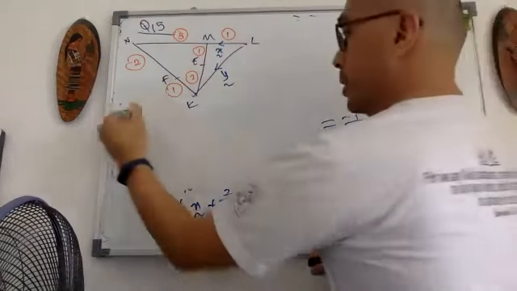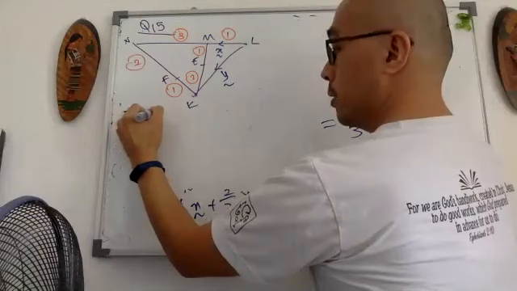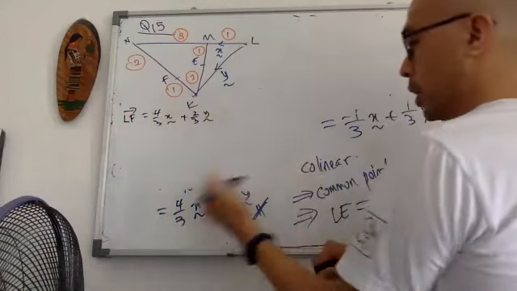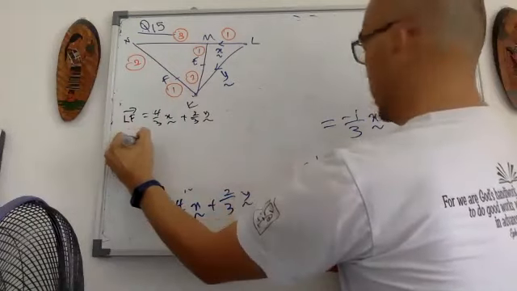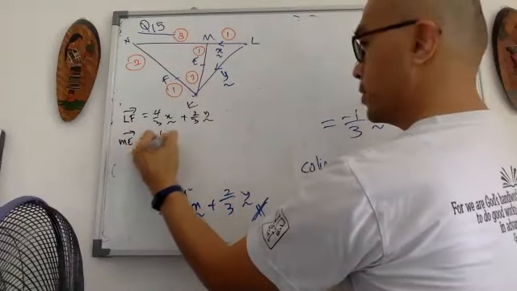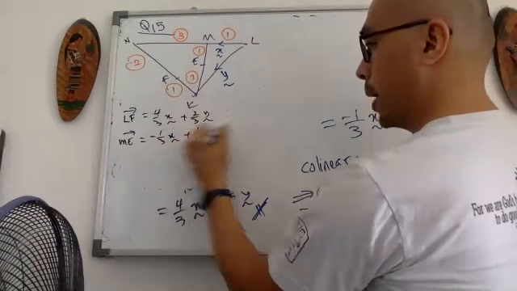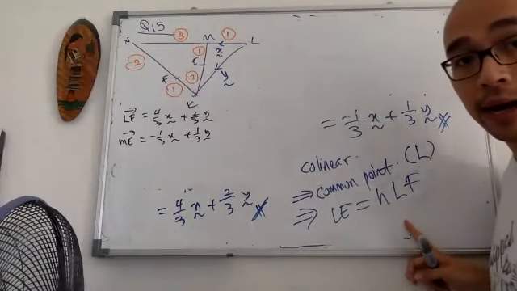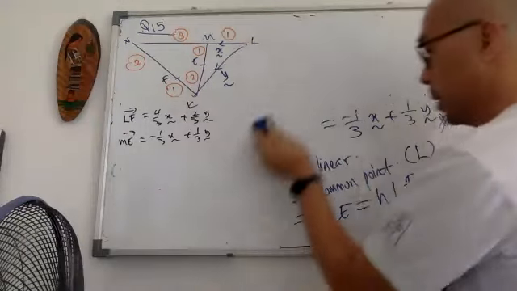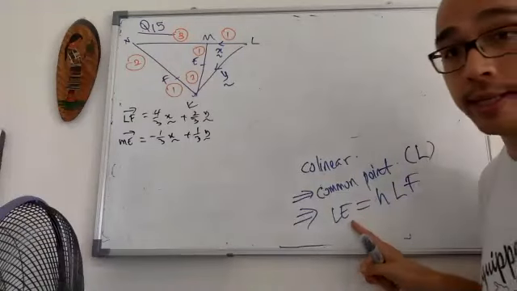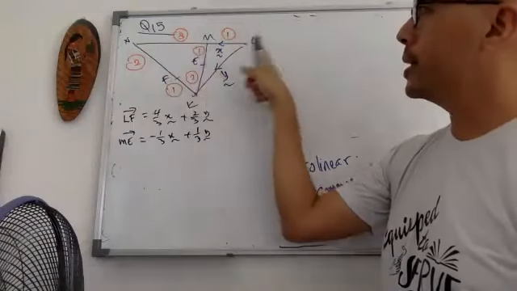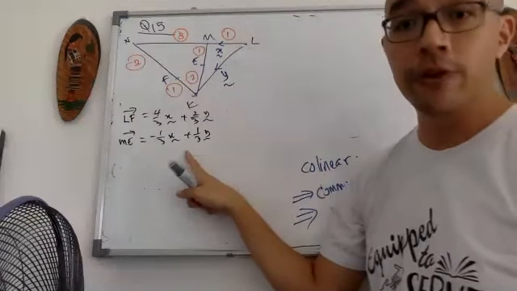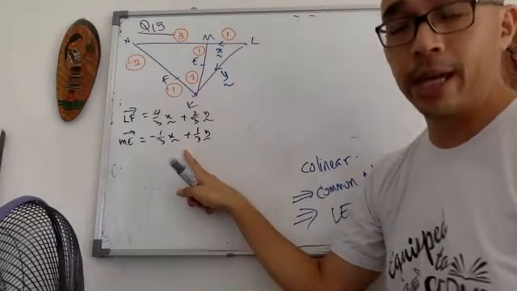We've established that LF is 4 over 3x plus 2 over 3y. The other one is ME, which is negative 1 over 3x plus 1 over 3y. Now we want to prove that LE and LF are somehow connected, but we need to find LE first. LE is LM plus ME, and ME we've already found in the A2.